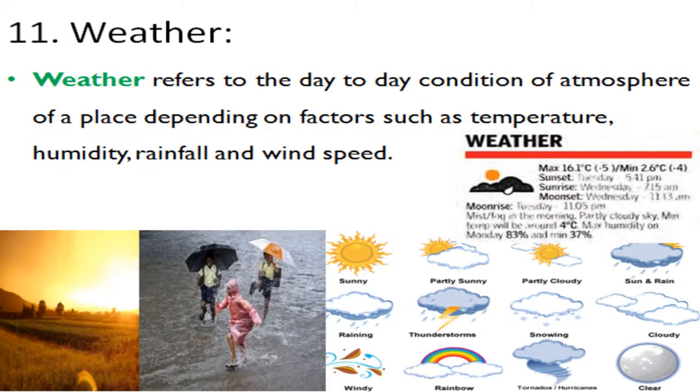Our next keyword is weather. Weather refers to the day-to-day condition of the atmosphere of a place depending on factors such as temperature, humidity, rainfall and wind speed. So the day-to-day condition of the atmosphere of that place is called the weather. We have seen that climate means average weather over a long period of time, but weather means the day-to-day condition of the atmosphere depending on four factors: temperature, humidity, rainfall and wind speed. So that is called the weather.